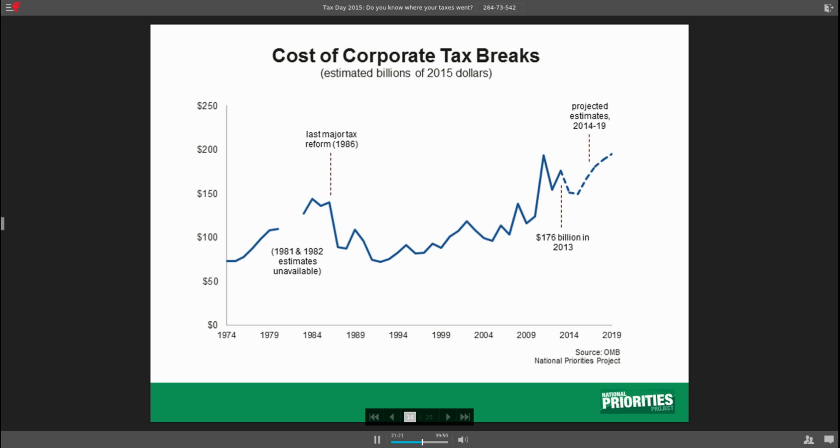And here you see the cost of corporate tax breaks over time. Now, as of this projection, these were expected to continue to increase for the next few years as well, despite being $176 billion for corporate tax breaks in 2013.